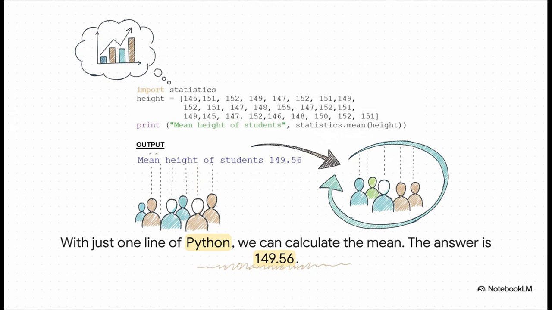Now, you don't need to break out a calculator and punch in all those numbers by hand. Using a tool like Python, it's literally just one line of code. You tell it to find the mean of your list of heights, and boom, you get a super precise answer. In this case, it's 149.56.